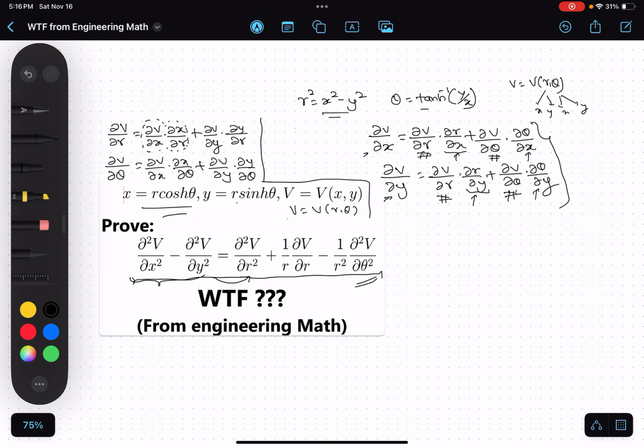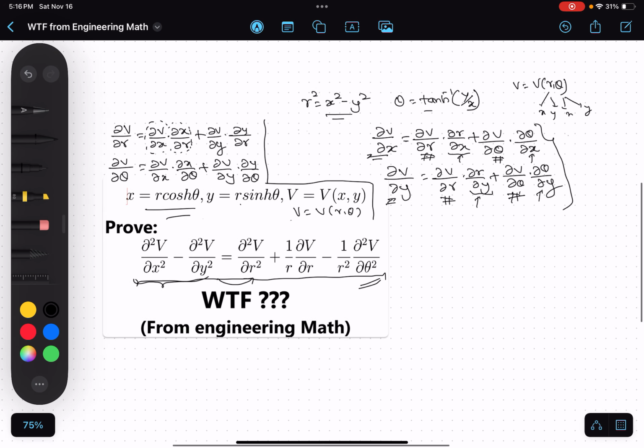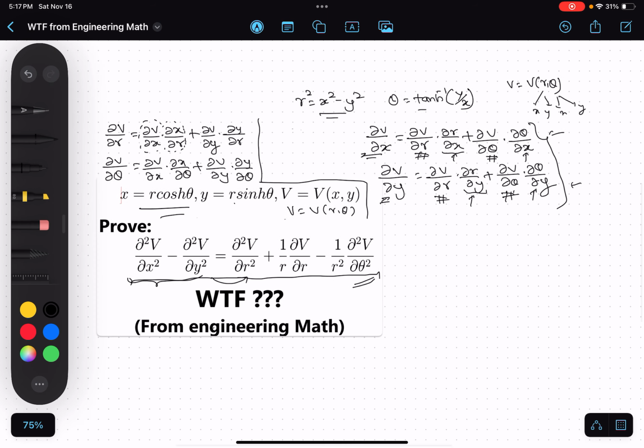In terms of this, we need to find the value. Basically, we first have to find the second partial derivatives with respect to x and y, and get some expressions over here. We can substitute these values, and the remaining values will prove this formula. I hope you get the idea. So let's start finding the second partial derivatives of this thing and see what we get.